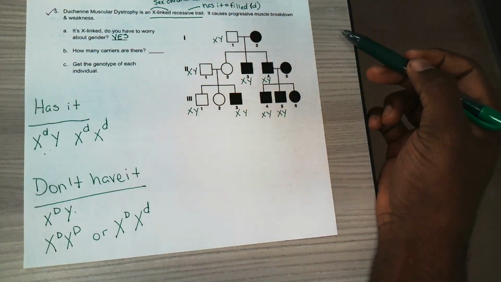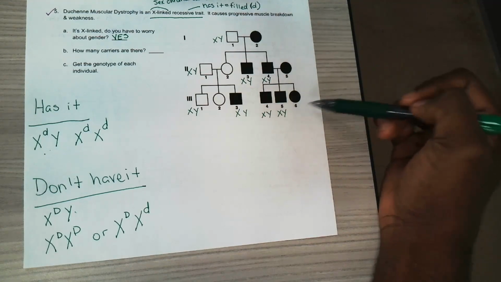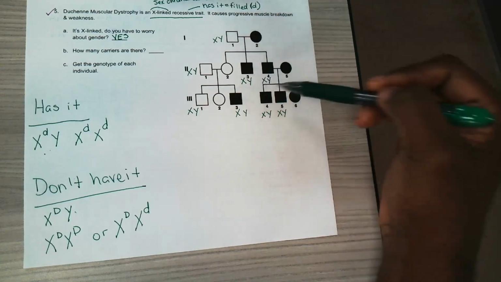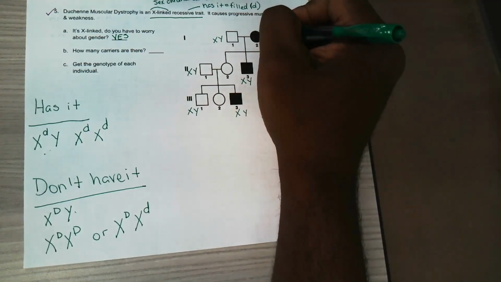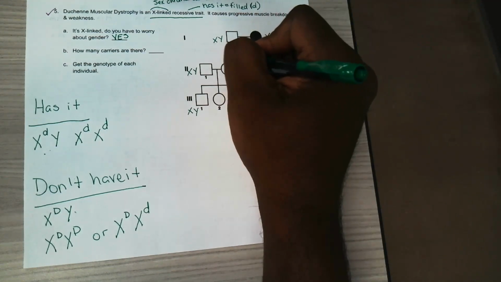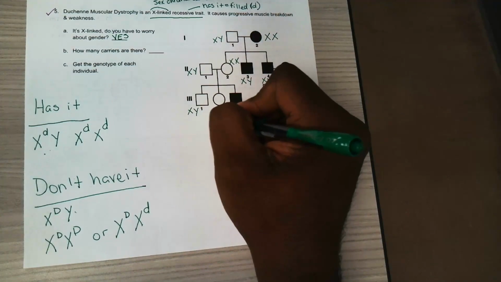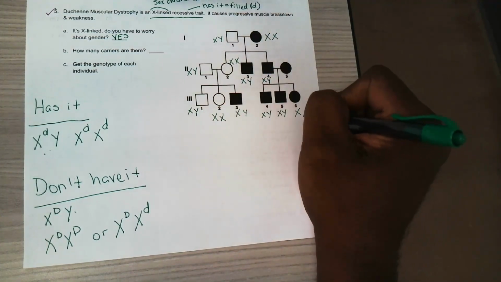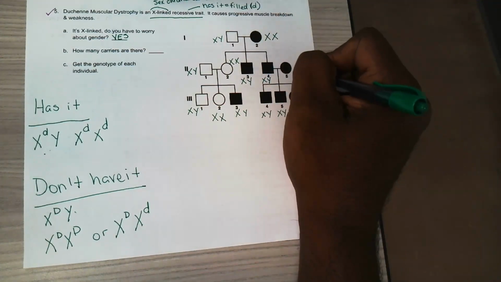I think that's all the XYs, right? So now I took care of all the males on the pedigree. And for the females, I'm going to do the same thing. XX, XX, XX, XX.